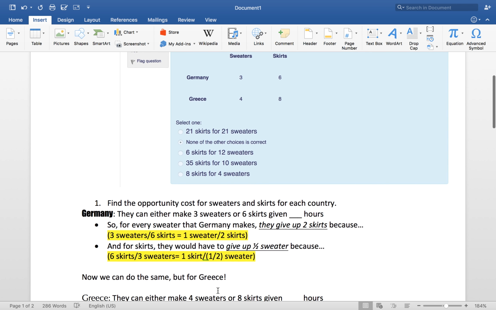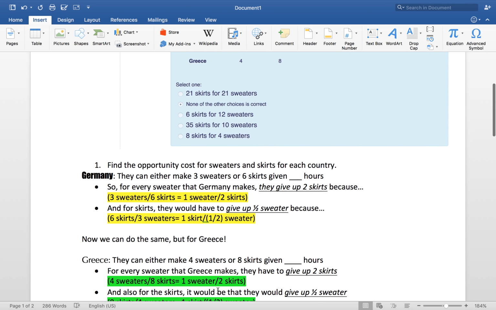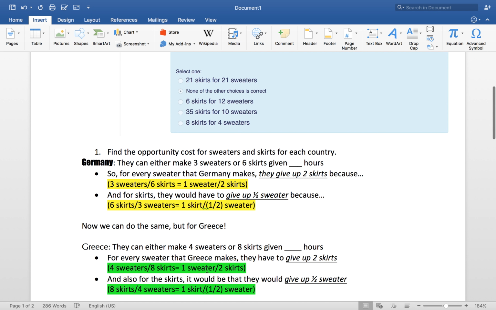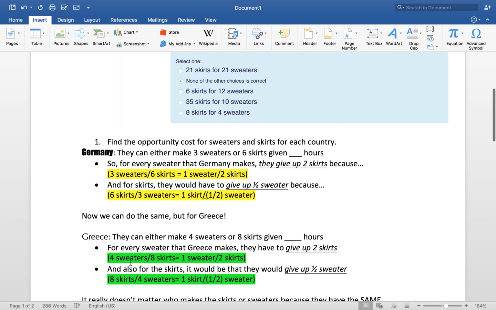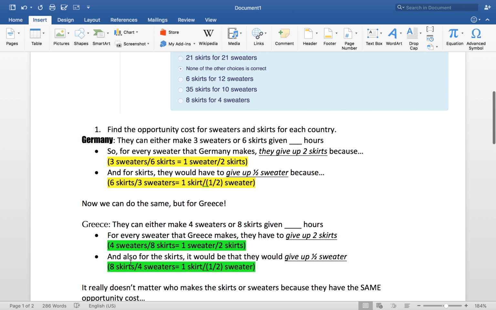And you can do the same thing for Greece now. So, given here, they can either make 4 sweaters or 8 skirts given X amount of hours. Don't care about hours. For every sweater, they give up 2 skirts. And for just 1 skirt, they give up half a sweater. So it's the literal exact same thing that we just did with Germany. So you can probably quickly pick up that they have the same opportunity cost.